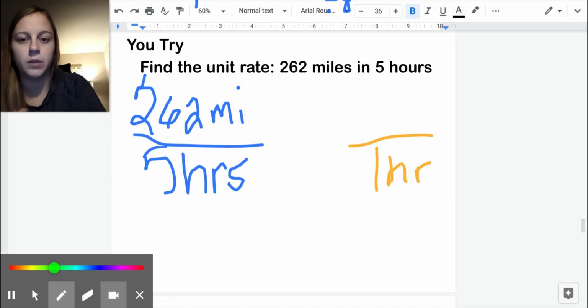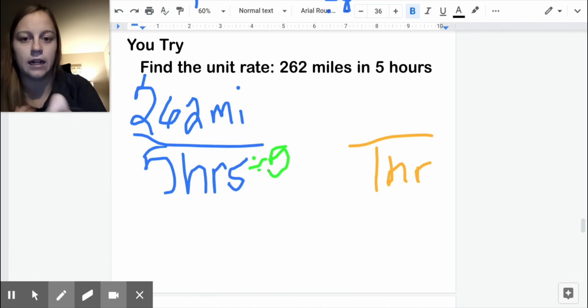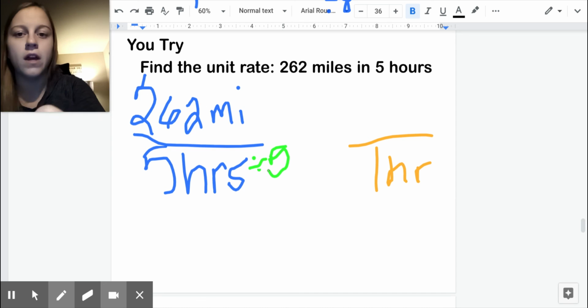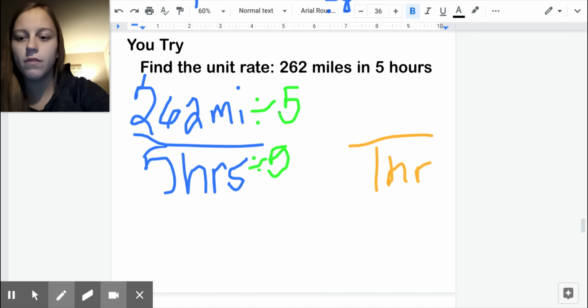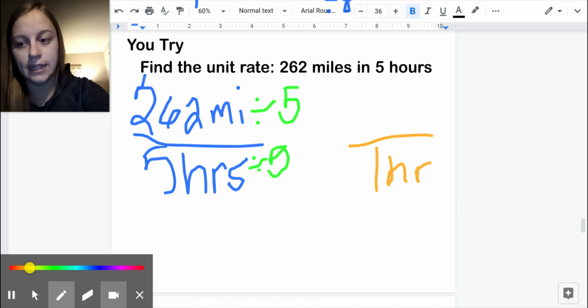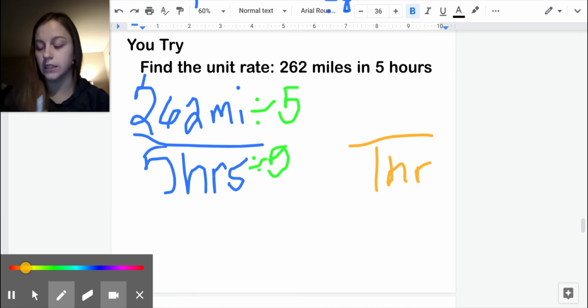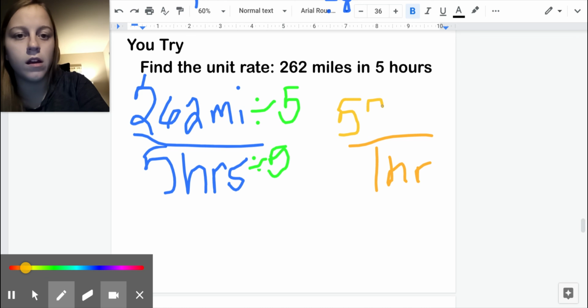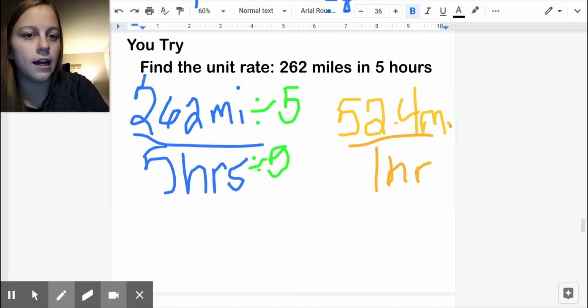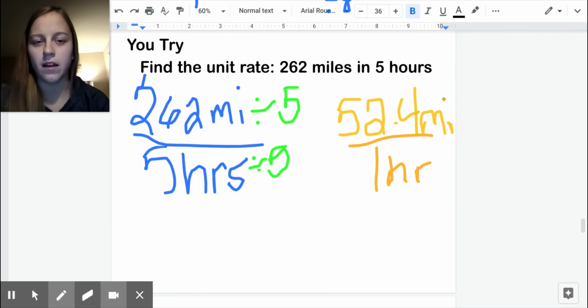What we do here is we divide our denominator by itself. So I divide 5 hours by 5, which means I also need to divide 262 miles by 5. I can just grab my handy dandy calculator, because remember we have calculators in this chapter, and I type in 262 divided by 5, which gives me 52.4 miles per hour. That's where our speed comes from when we're driving in a car. This means that I drove on average 52 miles per hour.